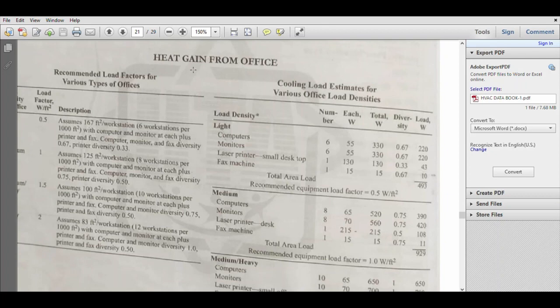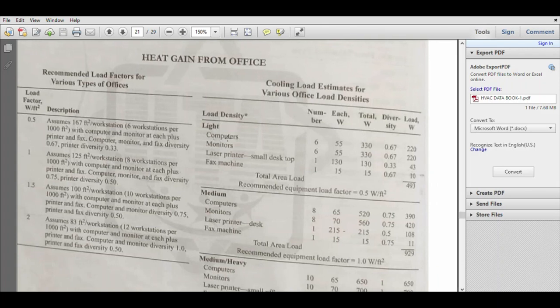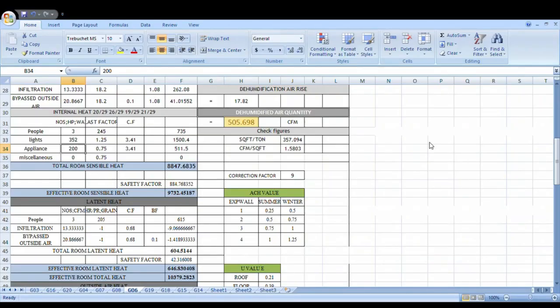This is the heat gain from office equipment. One second. In our office we are using computer monitors, a printer and a fax machine. Here the watt is mentioned as 55, this laser printer 130 watts, fax machine 50. So you can take approximately 200. Actually, we'll get it from the electrical department. Otherwise, you can take 200 watts for an office. See, appliance is 200. These values are constant, so you will get these values.